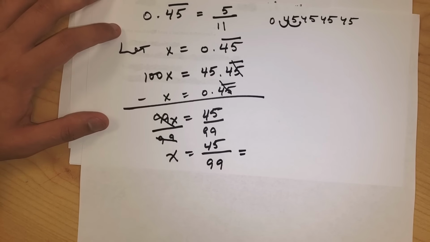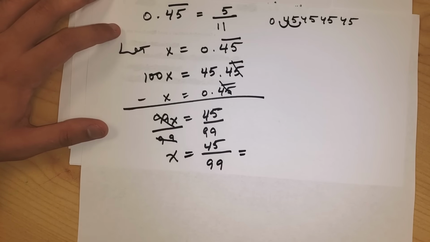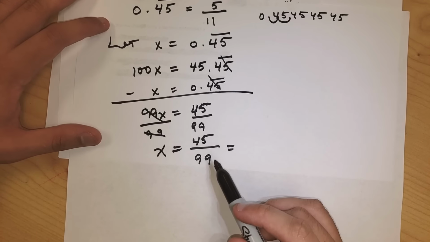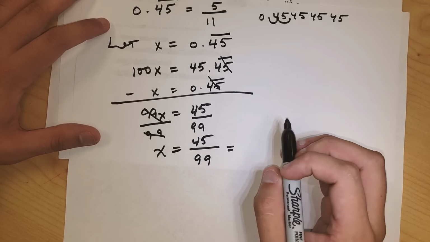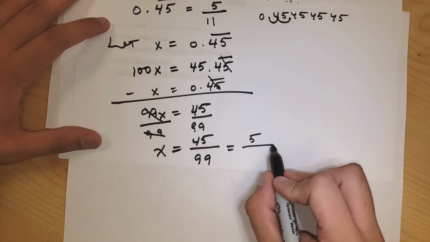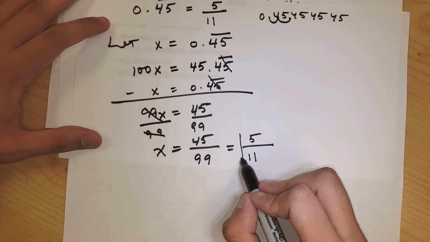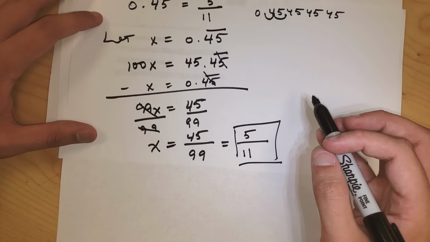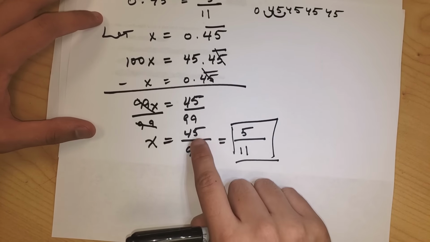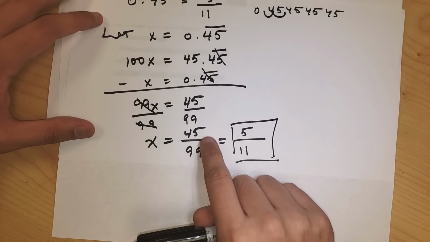I'm going to use the greatest common divisor so that I only have to do it one time. So I'm going to use 9. I know 9 goes into 45 5 times, and 9 goes into 99 11 times. So I get 5 over 11. If you forgot what the greatest common divisor means, it means you take the biggest number that goes into both of them.